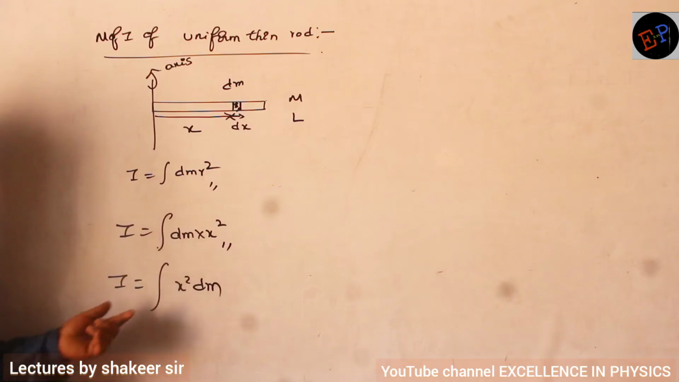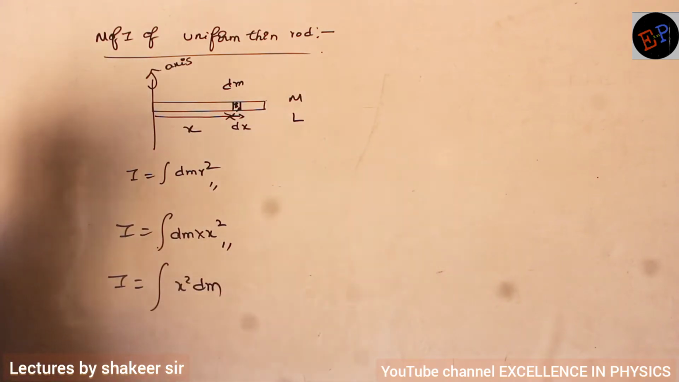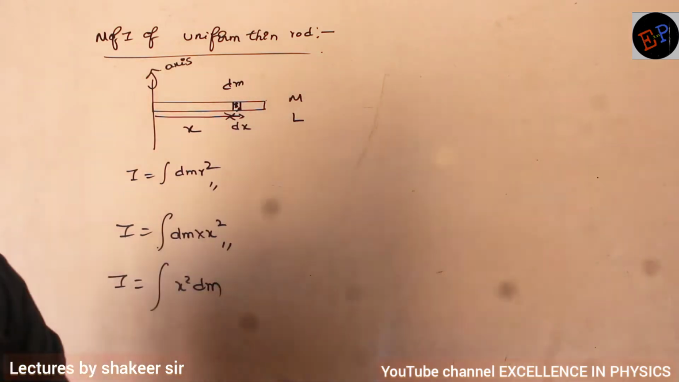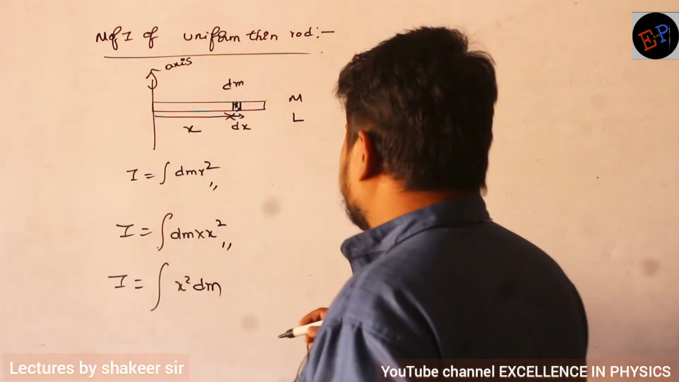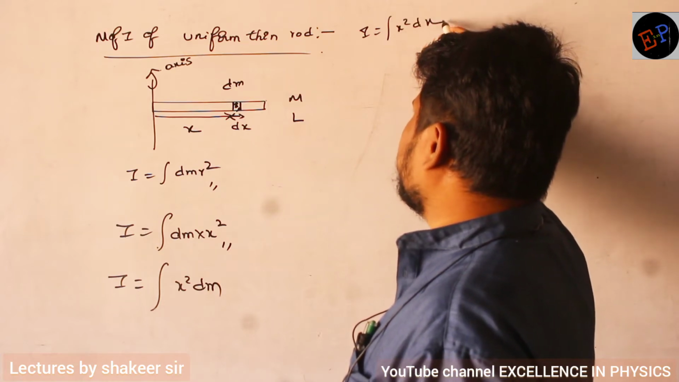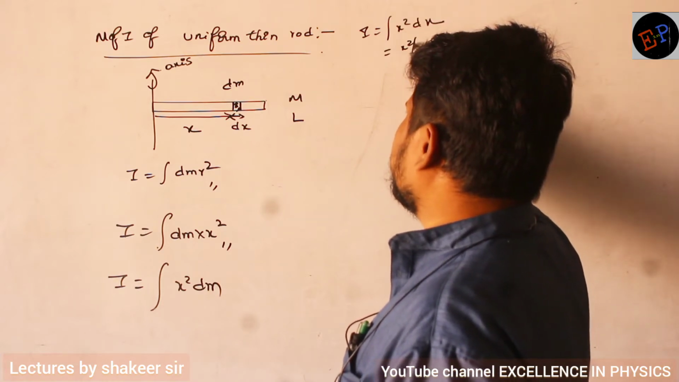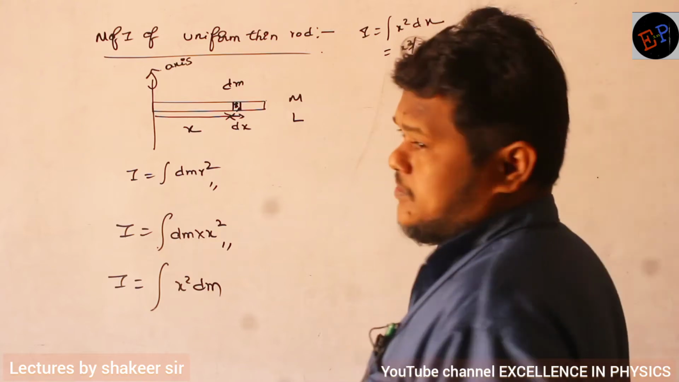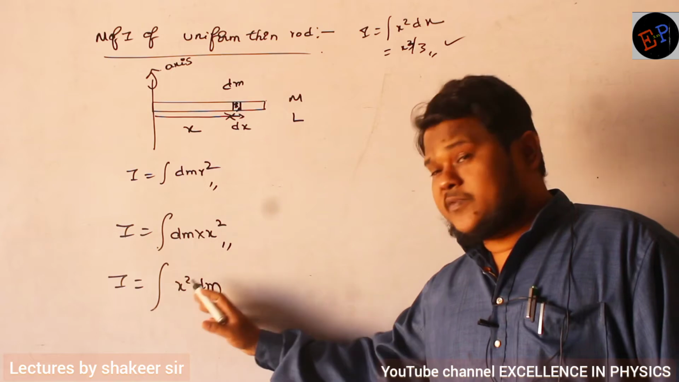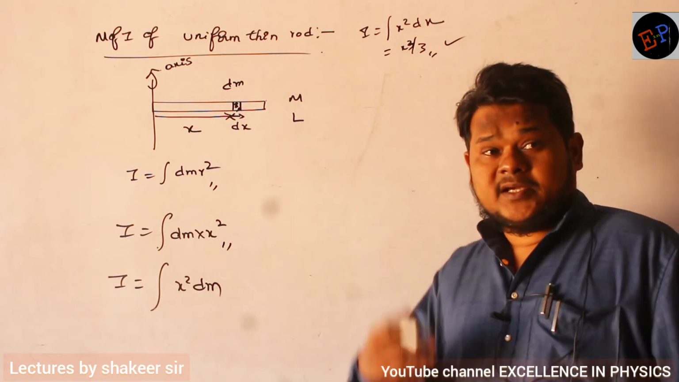But can I integrate x with respect to dm? Integration of x square dx is possible. If I had an equation such that I is equal to integration of x square into dx, then I could do this one. This is x cube divided by 3. I could have done it like this. Understood? But I am supposed to integrate x square with respect to dm. I have to integrate with respect to dm.